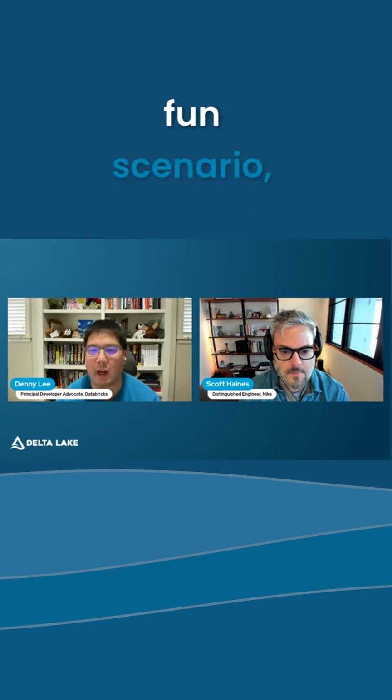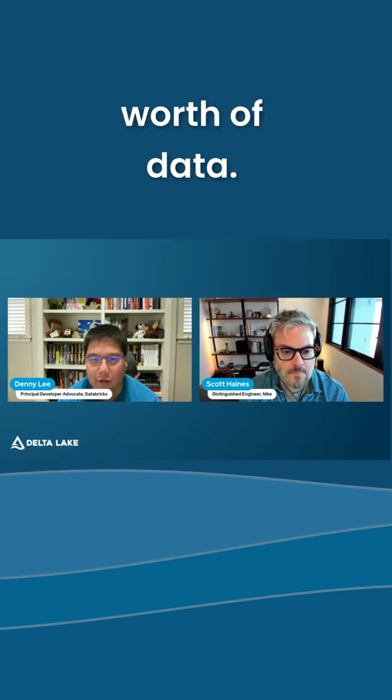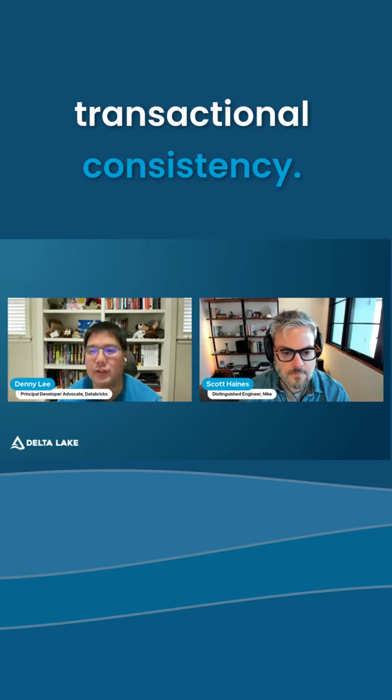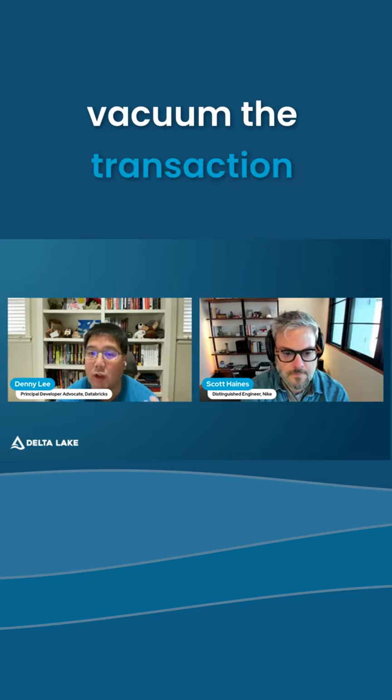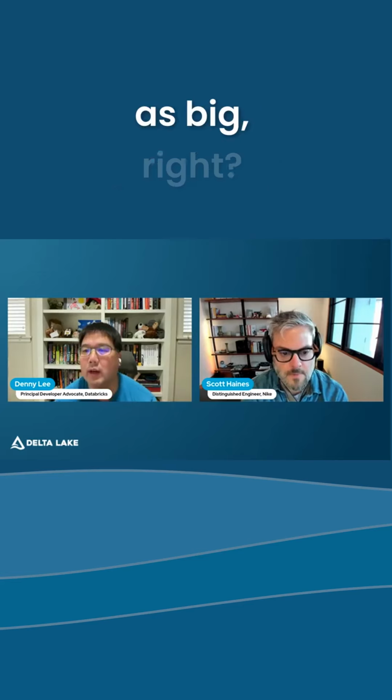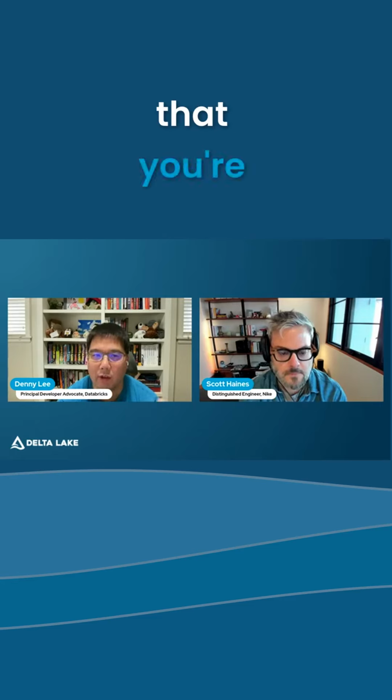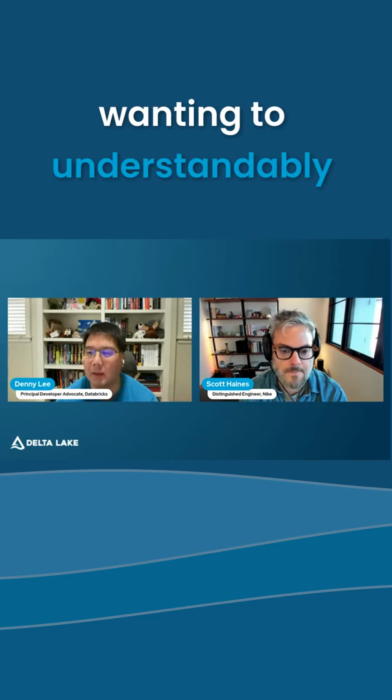So let's just say, fun scenario, partition by hour, just because you have that much data. Then once the hour is done, no problem. Go ahead and compact the hour's worth of data, so you've got a lot fewer, larger files, and at the same time, compact your transaction log. That way you don't lose any transactional consistency, but the idea is you compact or vacuum the transaction log so it doesn't get nearly as big, right? So there are these other strategies that come into play that allow you to deal with the fact that you want to understandably maintain or optimize your table at the same time as you're actually streaming data into it.